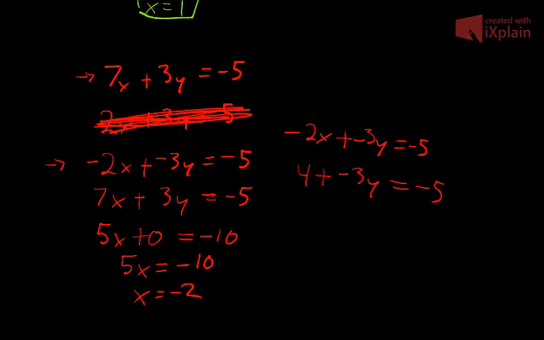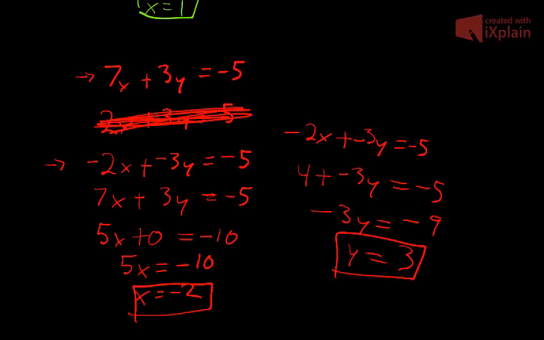I can subtract 4 from both sides, and I get negative 3y equals negative 9, or y equals 3. So x is negative 2, y is 3, and I'm done.